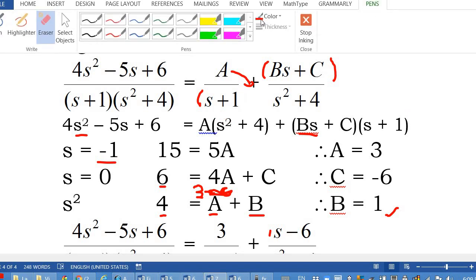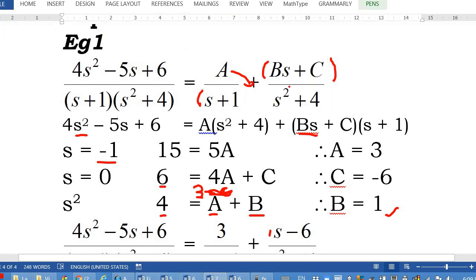Lastly, because you have only one linear term, you may next let s equal 0. Then you have 4a, this one is 0, this one is 0, you have c. So you have 4a plus c, and the left side is 6. Then easily, by plugging in the a value that you obtained, you can calculate c.